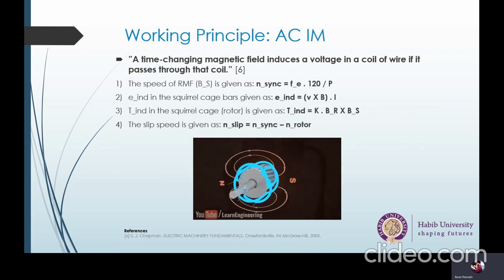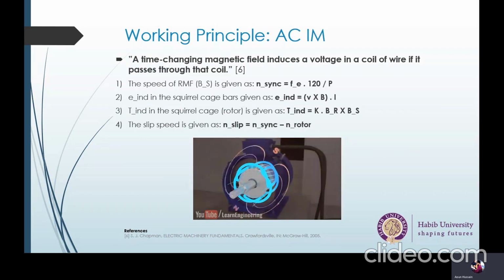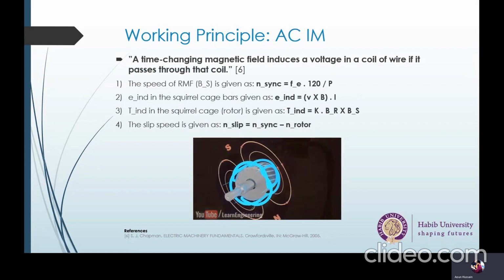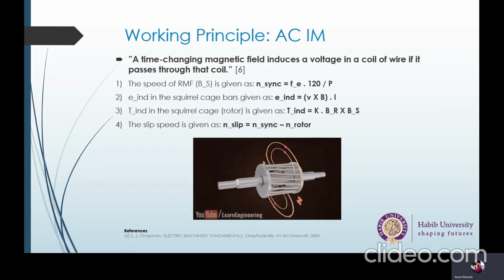A time-changing magnetic field induces a voltage in a coil of wire if it passes through that coil. As you can see, when an AC power supply is provided to the stator coils of an AC induction motor, it generates a rotating magnetic field which rotates at the synchronous speed given by the formula on the slide. This rotating magnetic field cuts the stator coil bars and induces an EMF which produces a current which then produces a torque on the rotor, and the rotor starts to rotate.